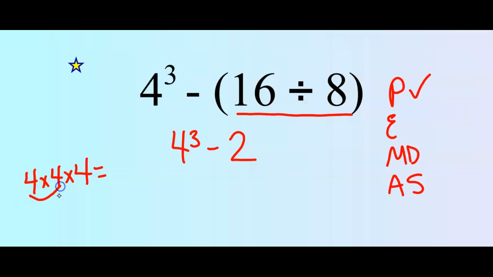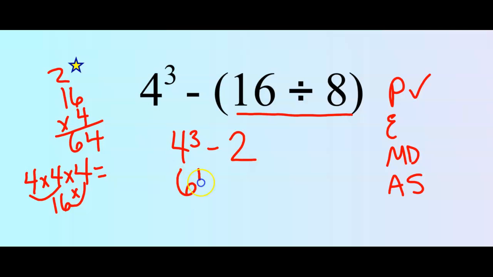So we start with 4 times 4, which is 16. And then we need to figure out what 16 times 4 is. So if you can do that in your head, that's awesome. If you need to use the calculator, that's fine. If you want to write it out and do 16 times 4 this way, I don't care. But when you solve it out, your final answer should be 64.